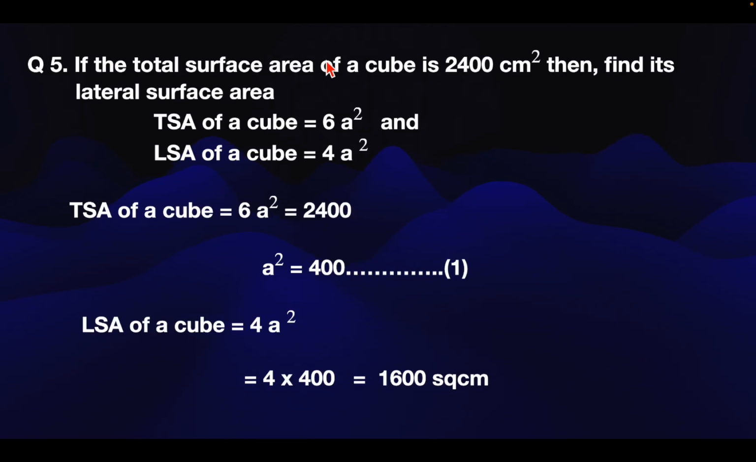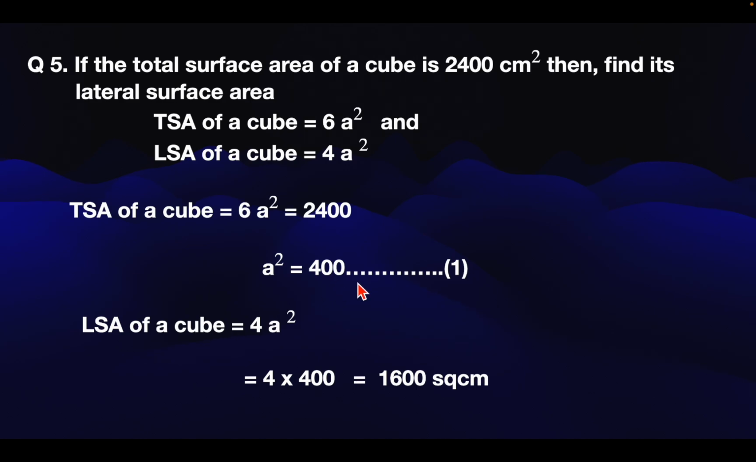If the total surface area of a cube is 2400 centimeters square, then find its lateral surface area. So TSA they have given, they are asking us to find the LSA. So what is TSA? 6a square. They are saying the 6a square is 2400. So write down TSA is equal to 6a square is equal to 2400. Therefore a square is 2400 divided by 6, that is 400.